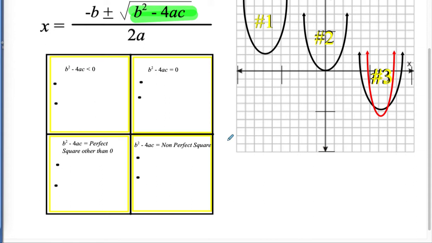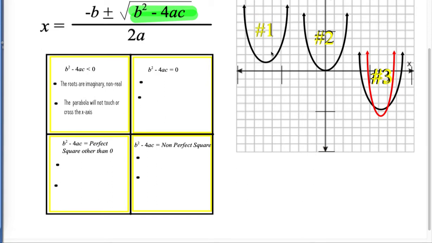So if you perform b squared minus 4ac and you get a number less than 0, your ears should perk, right? That means your roots are imaginary. They're not real because you can't take the square root of a negative number, and that's what less than 0 is. So now I know that when I go to graph, my parabola is not going to touch or even cross the x-axis in any possible way. And over here, number 1, we see an example of what it would look like, right? It's hanging up above the x-axis, or it could be below the x-axis inverted.